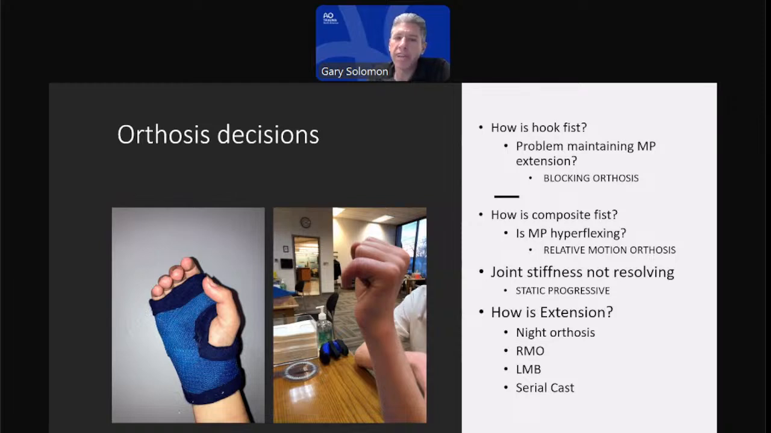And then once flexion is restored, if there's still a residual extension loss, I think serial casting can work very, very well if the patient understands that they're just going to be in a cast for a few more weeks full time.